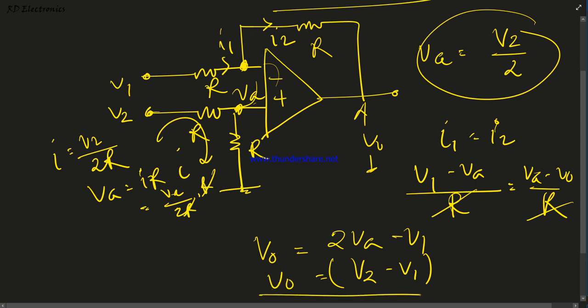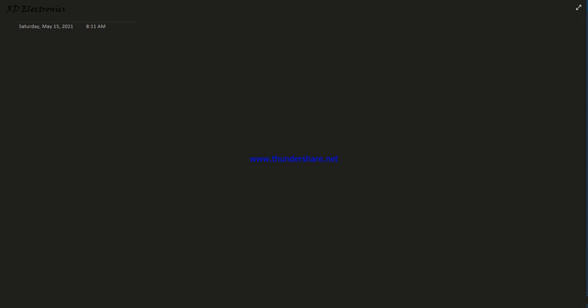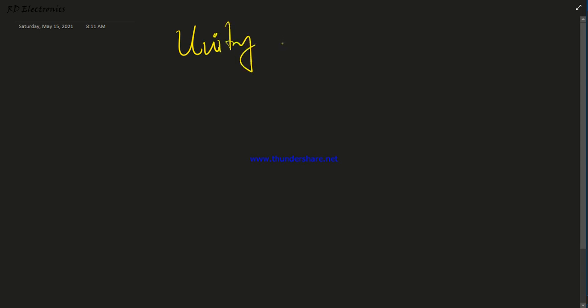So what is the output? The output is basically the subtraction of these two voltages, V2 minus V1. So this circuit is known as the differential amplifier or the subtractor circuit. Okay, now the next circuit is very important for different types of applications, which is known as the unity gain buffer.